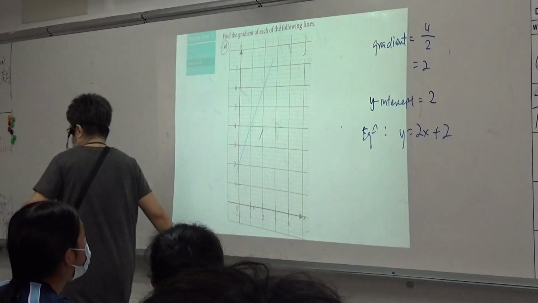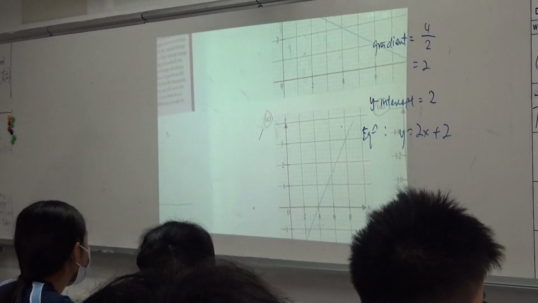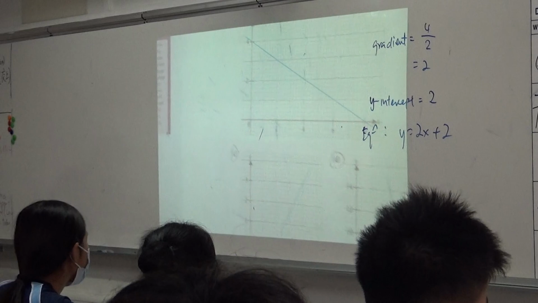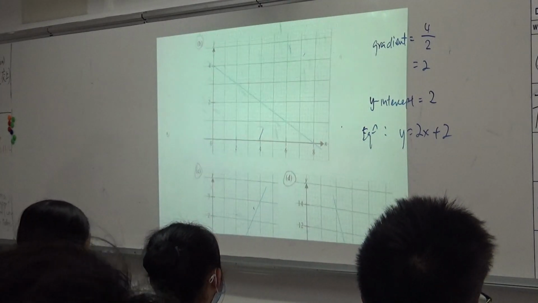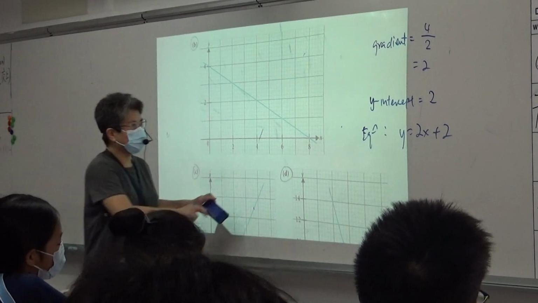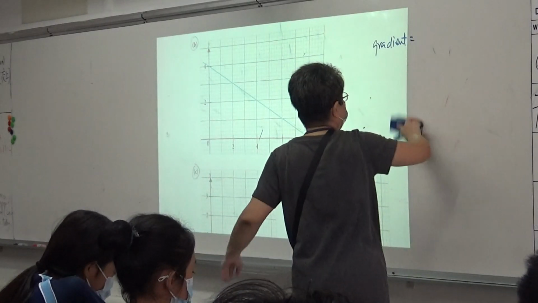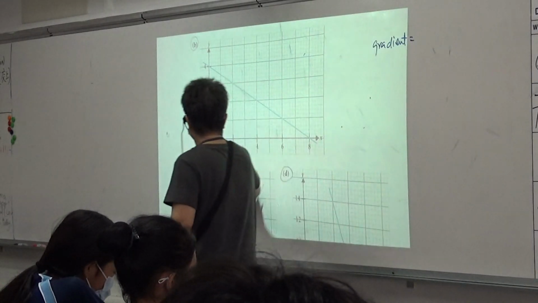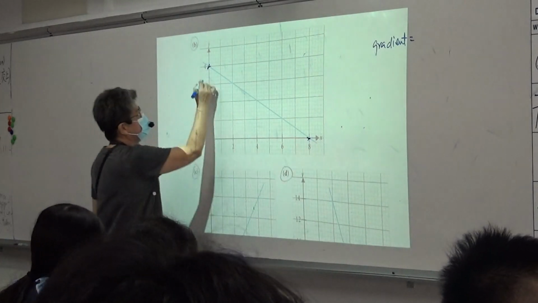Okay. Now, next. Can you look at part B? All of you look at part B. Can you give me the gradient? Calculate the gradient for me. Part B. Just the gradient. I will choose this point and this point. It's easy, right?